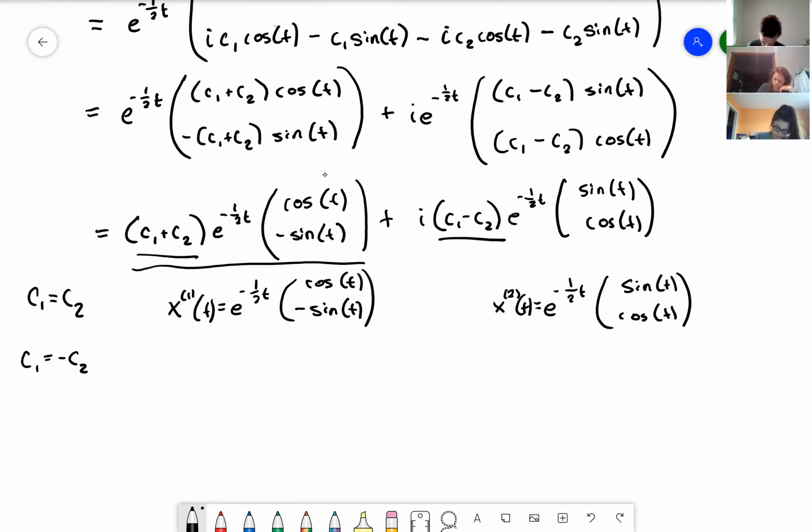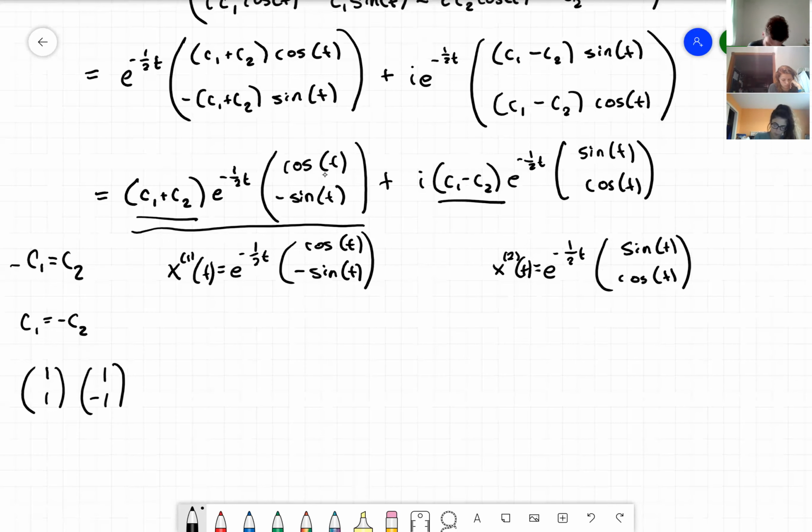So we got our fundamental set of solutions. Now we can plug this into the Wronskian and show that they're linearly independent. But what we did was we formed them by choosing a pair of vectors that are linearly independent, 1, 1 for this one, and 1, minus 1 for this one. Anyway, these two solutions are linearly independent.